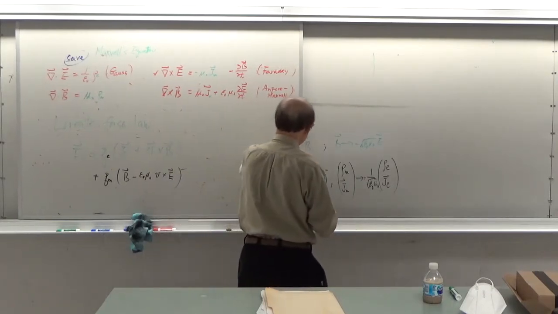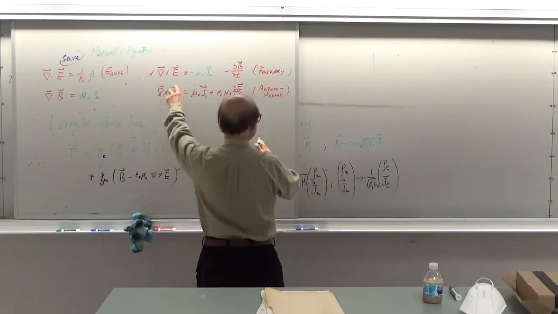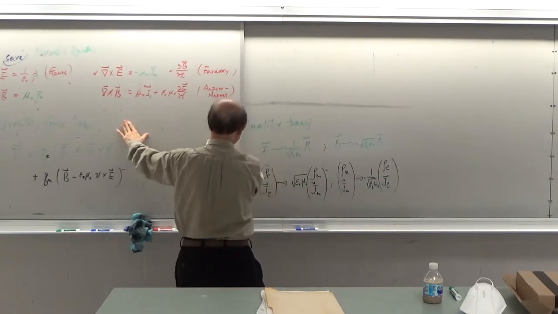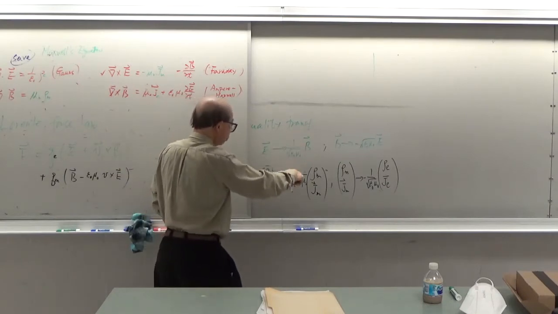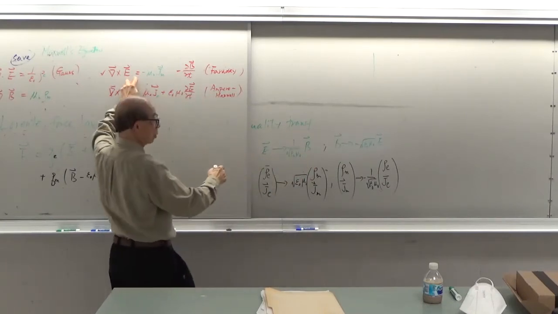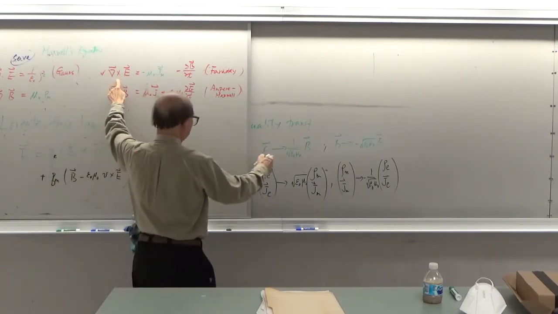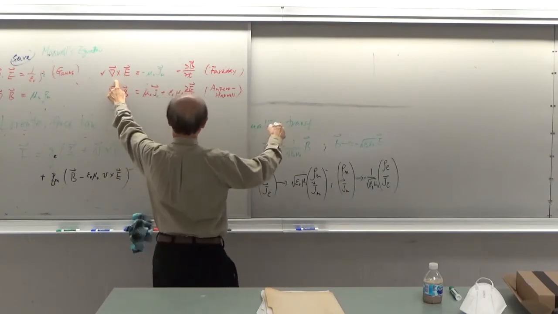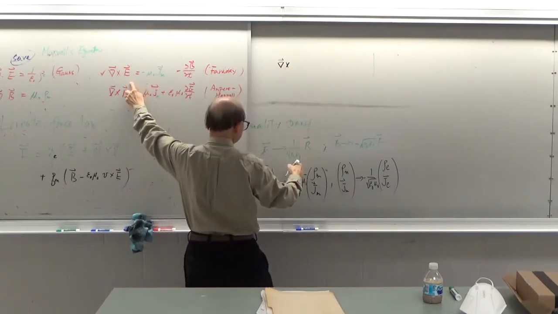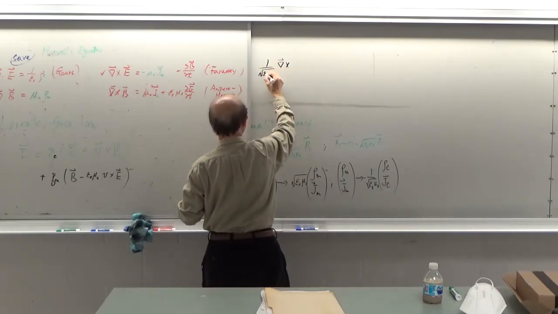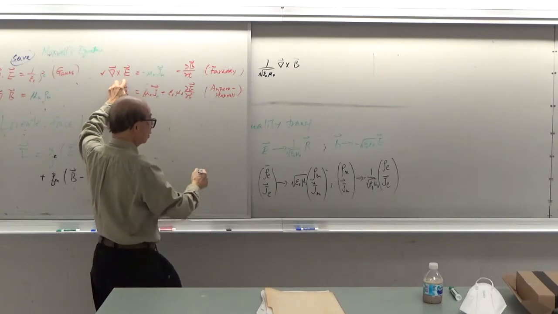All right, so let's check one equation. Let me take this equation. Under the duality transformation, I'm going to show you that this equation goes into this equation, and you can check that this goes into that. So under the duality transformation, the left-hand side, curl of E, goes to B with a factor of square root of epsilon naught.